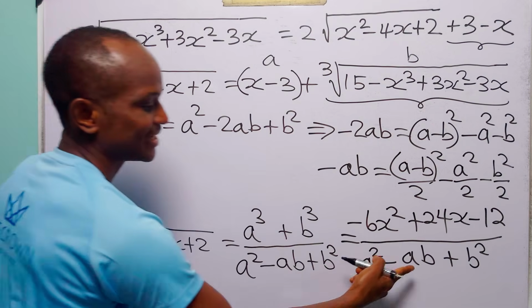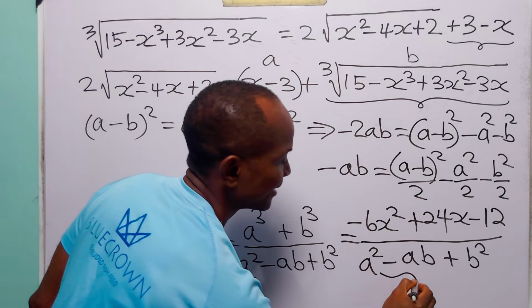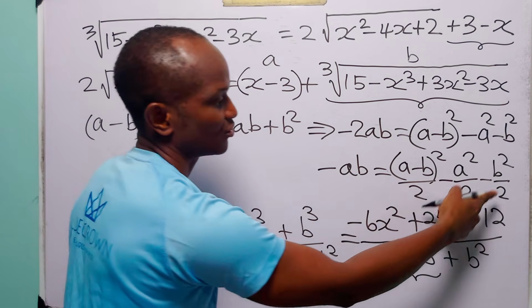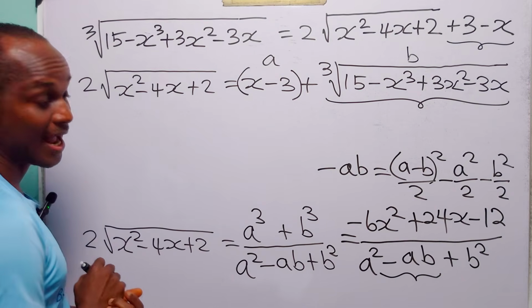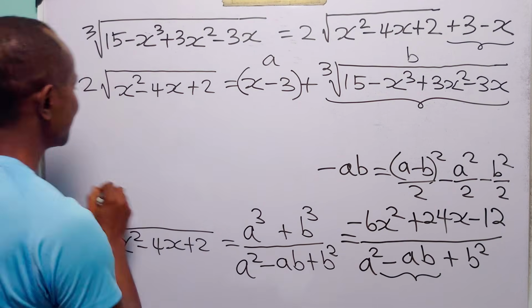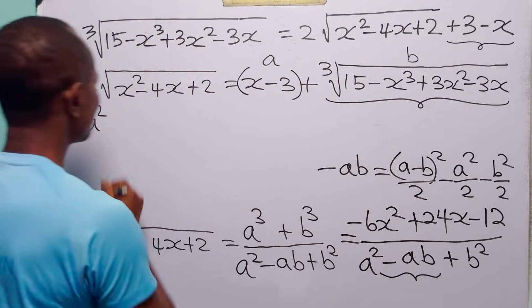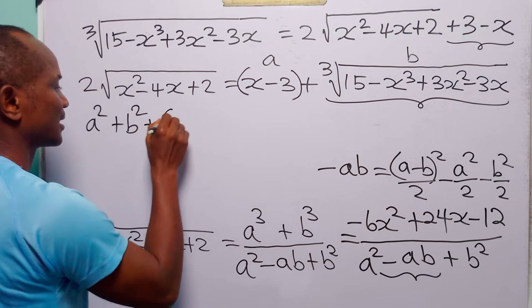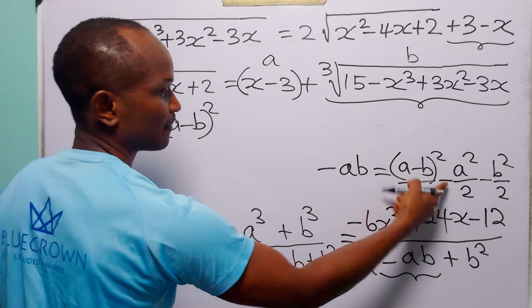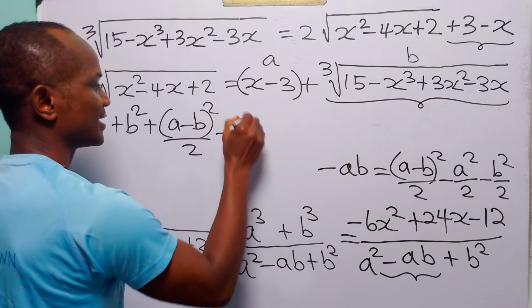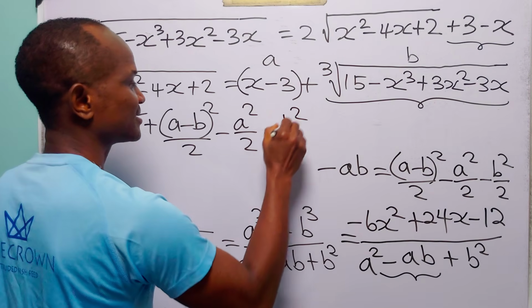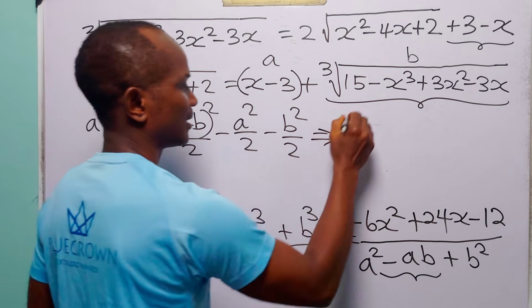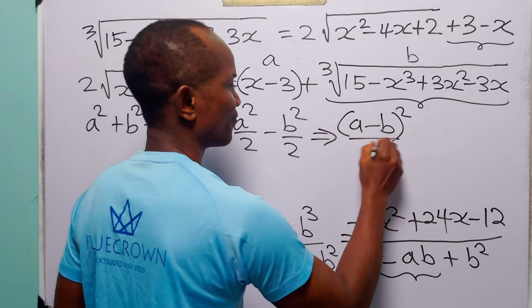Now, what we are going to do is that in this denominator, we will replace minus ab with a minus b squared over 2 minus a squared over 2 minus b squared over 2. And with the replacement, this denominator becomes a squared plus b squared. Then this is now replaced by plus a minus b squared over 2 minus a squared over 2 minus b squared over 2. And of course, from here, we have a minus b squared over 2.